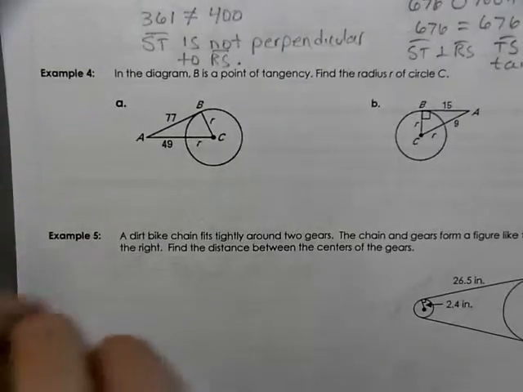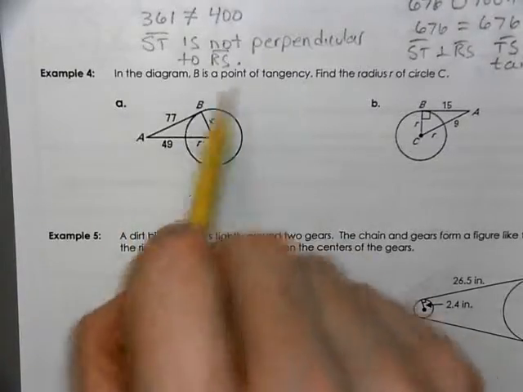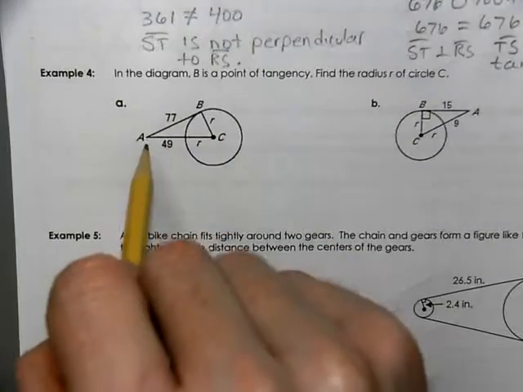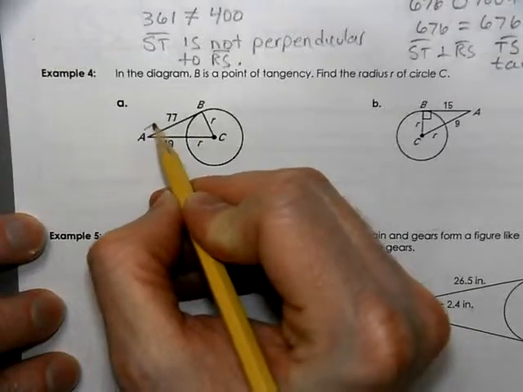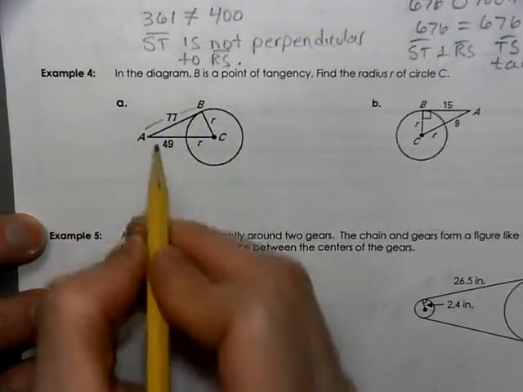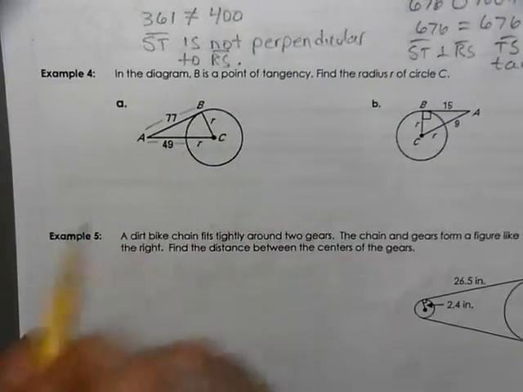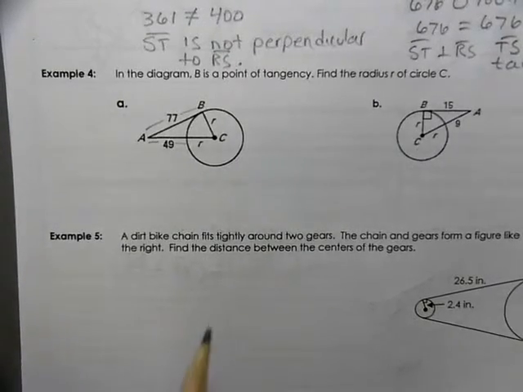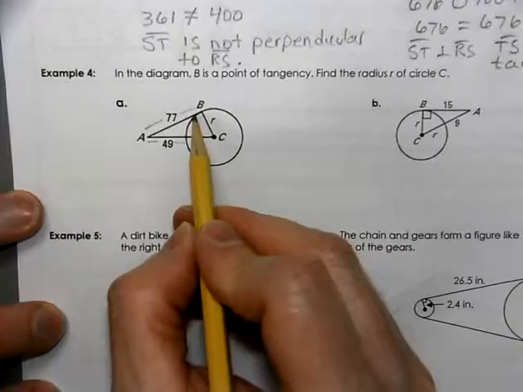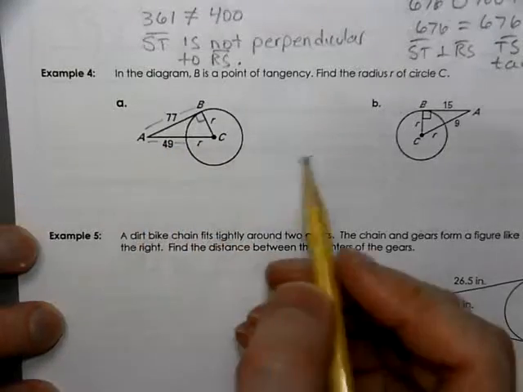So for example number 4, in the diagram, B is the point of tangency. So we know, since it's a point of tangency, we know for a fact that it is touching at exactly one point. We need to figure out what the radius of our circle would be. So 77 is this long leg. 49 is the part that it sticks out, but it is not the radius. So this could be a little tricky. So let's notice what's going to happen. If this is the point of tangency, we're going to take the r and the extra 49.